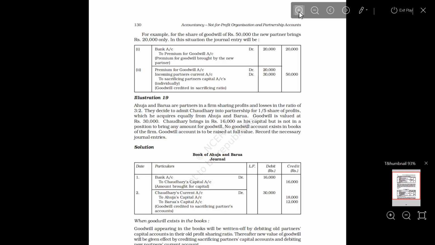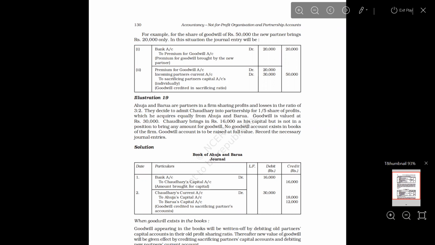Listen, see the next line. No goodwill account exists in the books. So the total goodwill: Chowdhury's current account debit 30,000, to Ahuja's capital 18,000, to Bara's capital 12,000. Okay.